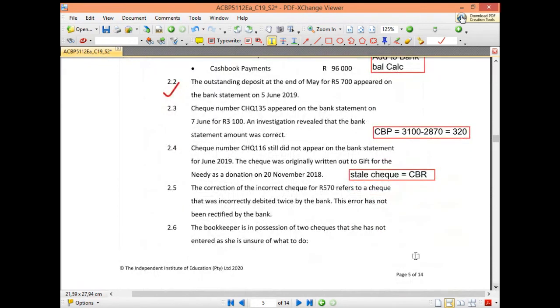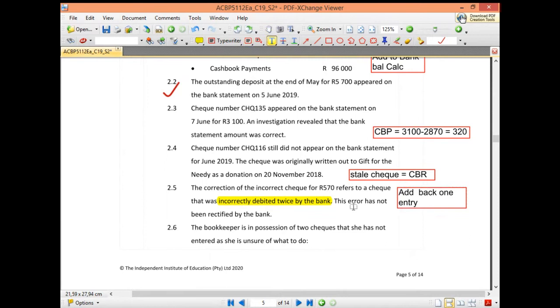Okay, so under 2.5 they tell you the correction of the incorrect check for 570 refers to a check that was incorrectly debited twice. So they've debited it twice, which means they have deducted it from our statement twice. If they deduct it twice, we have to add back one entry. So that is why it's going to be a positive.